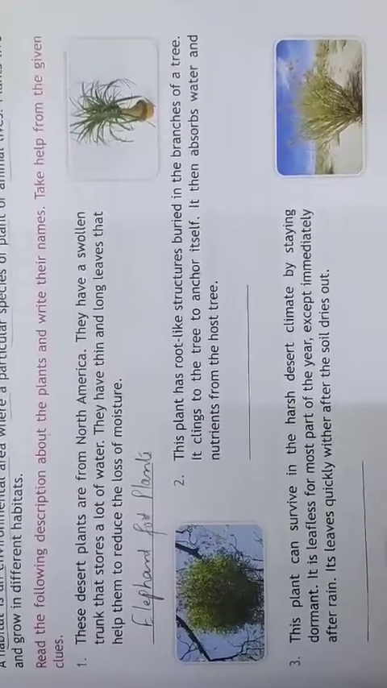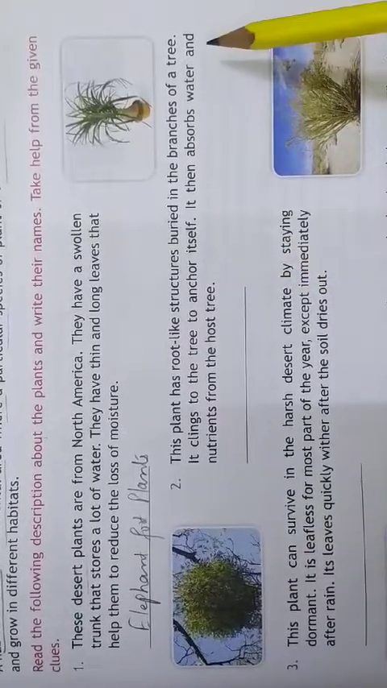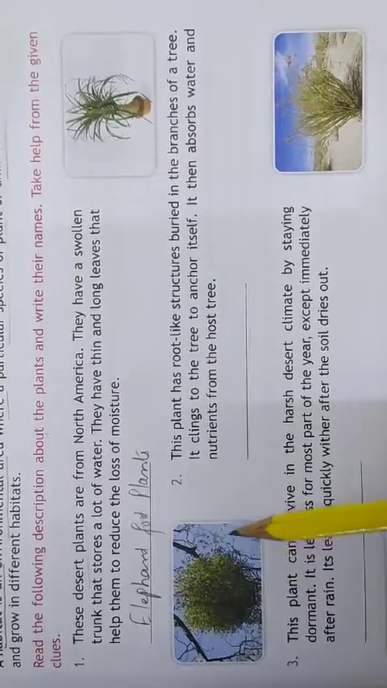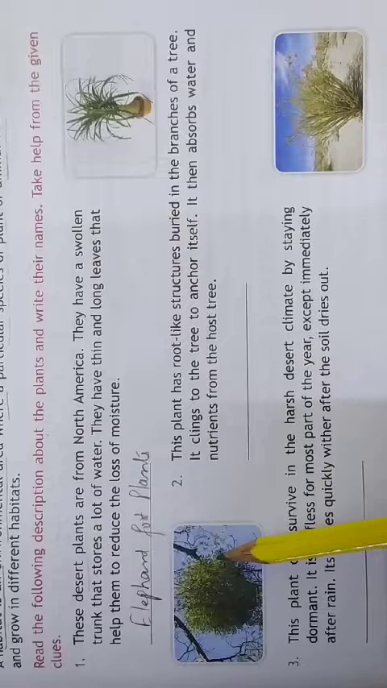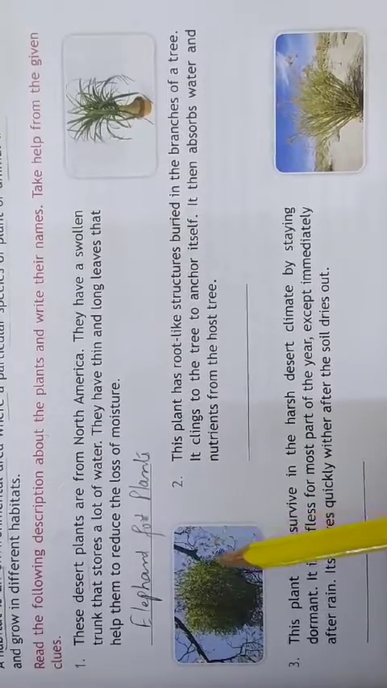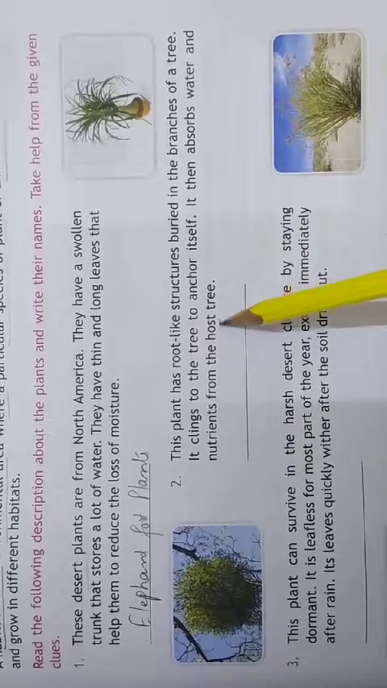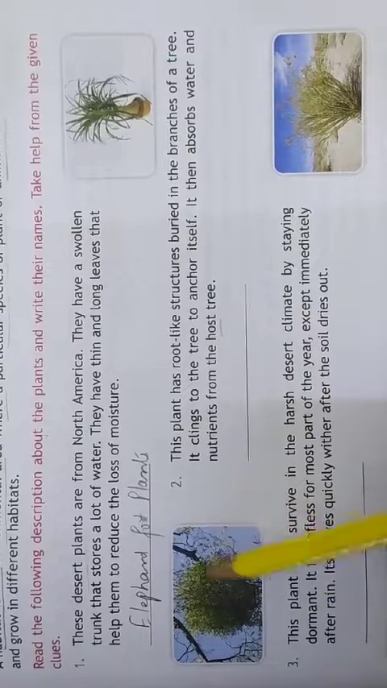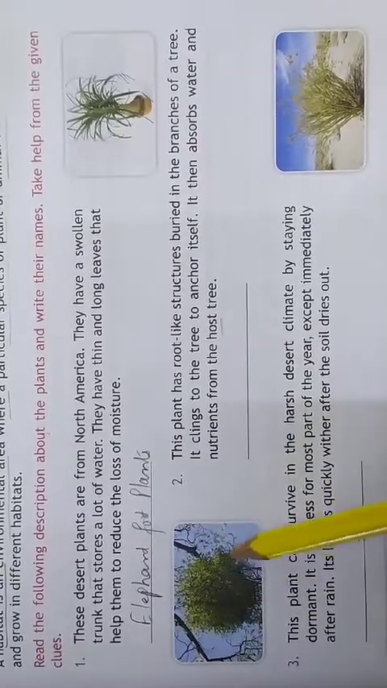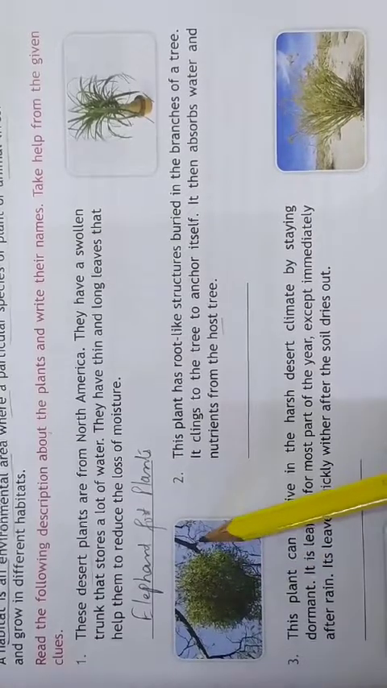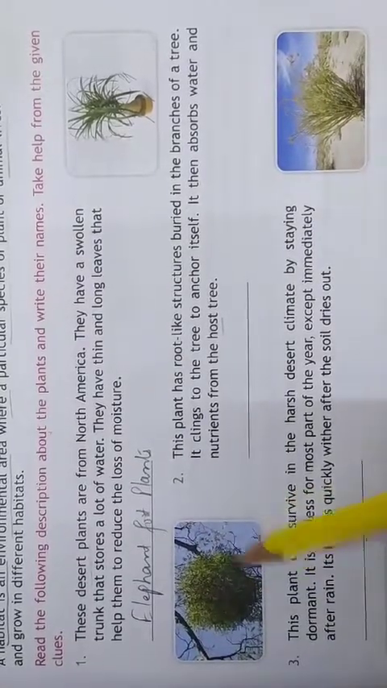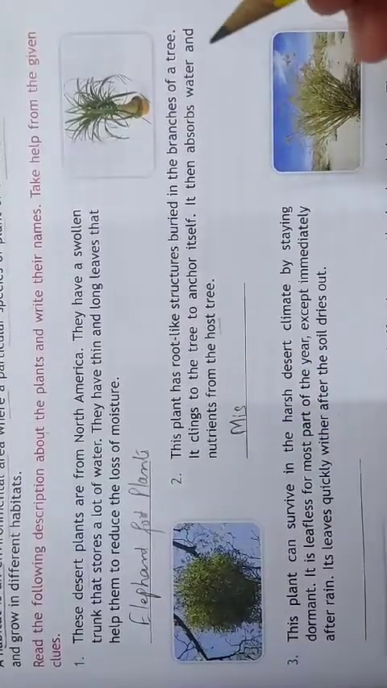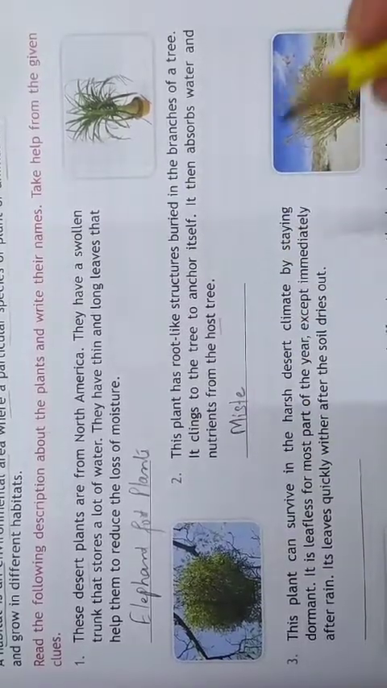The next is: this plant has root-like structures buried in the branches of a tree. It means this plant lives like a parasite. It grows on some other plant, and the plant on which it grows is known as its host. It clings to the tree to anchor itself, to attach itself. It will surround the tree all around, and then it absorbs water and nutrients from this particular tree, which we will now call its host. So the answer is, the name of this plant is mistletoe. This is a very famous plant. Normally it is referred to in English songs also, mistletoe.